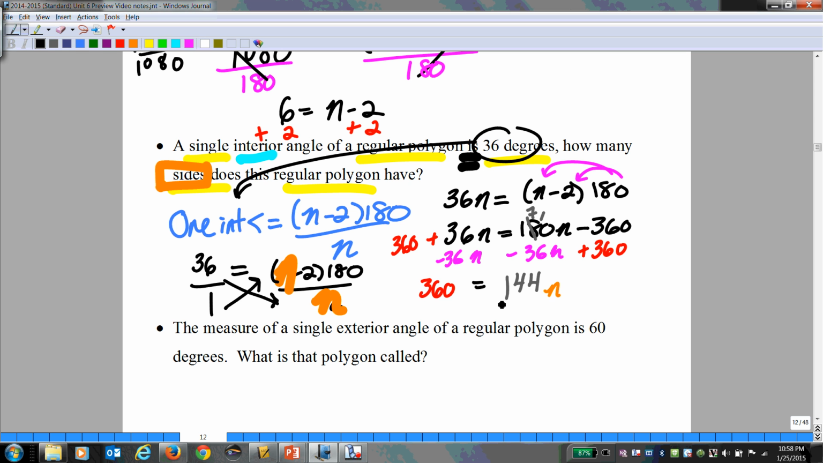Okay, if you divide here, you end up with n equals 2.5, and that's incorrect because if we're dealing with number of sides, you have to have a whole number. So there's a typo in that one. We're going to skip that one.